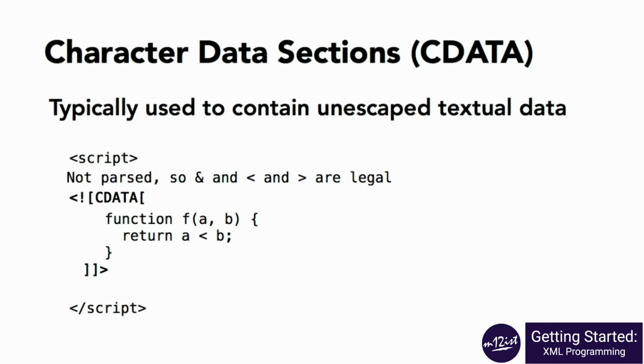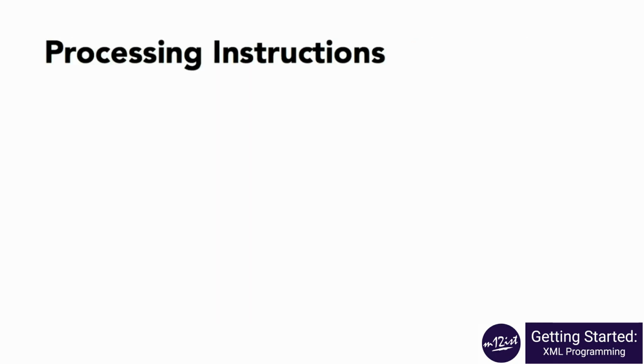So the way you get around this problem is by enclosing this in a CDATA section. This will cause the parser to simply skip over the contents, and then you could put whatever characters you want in there. Processing instructions are a way for XML content to deliver special instructions to the XML parser.